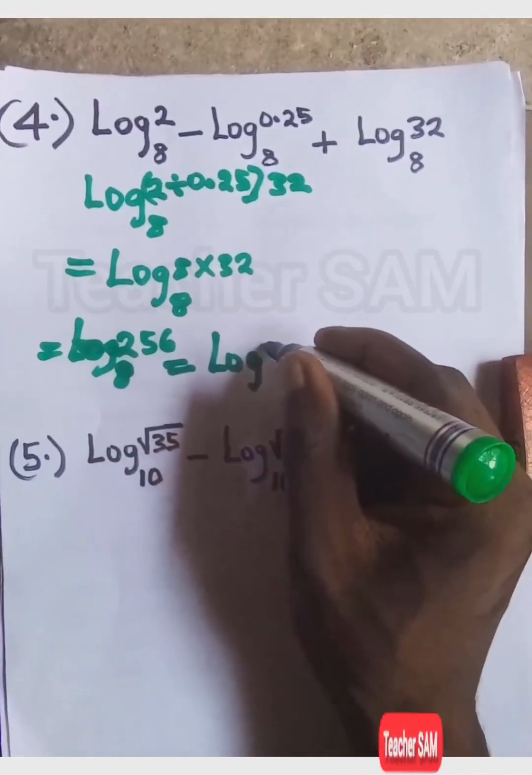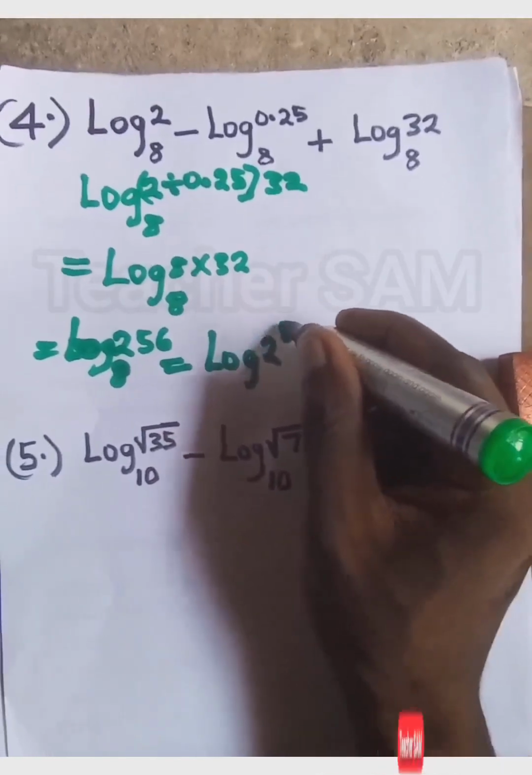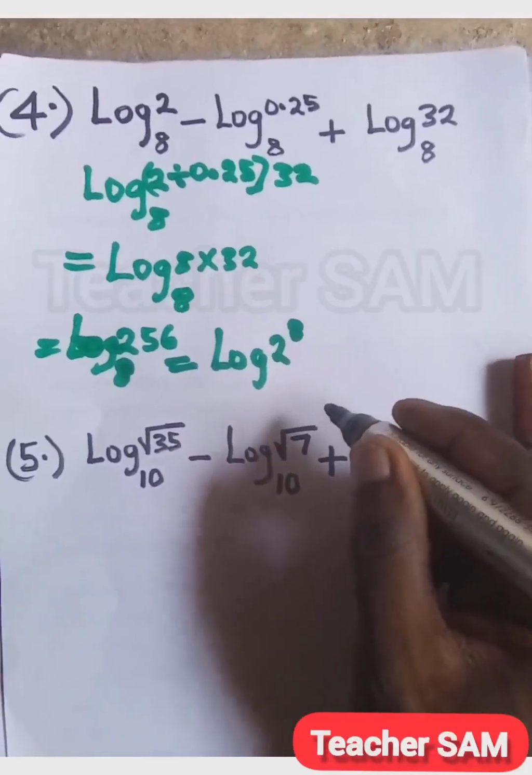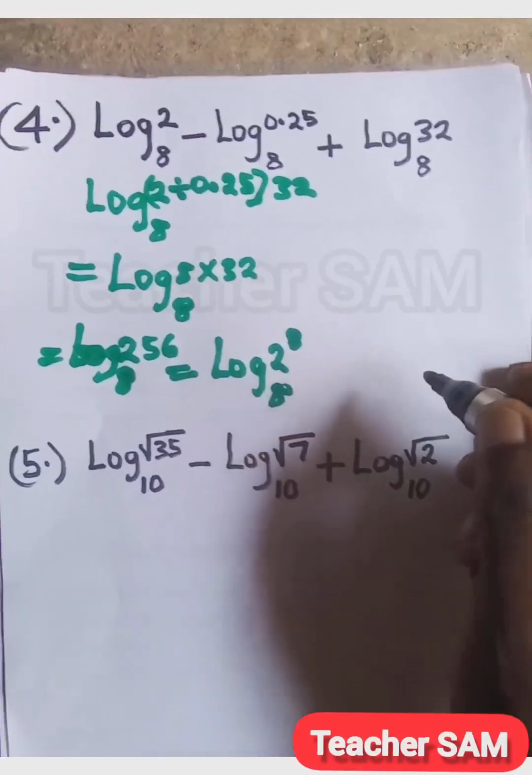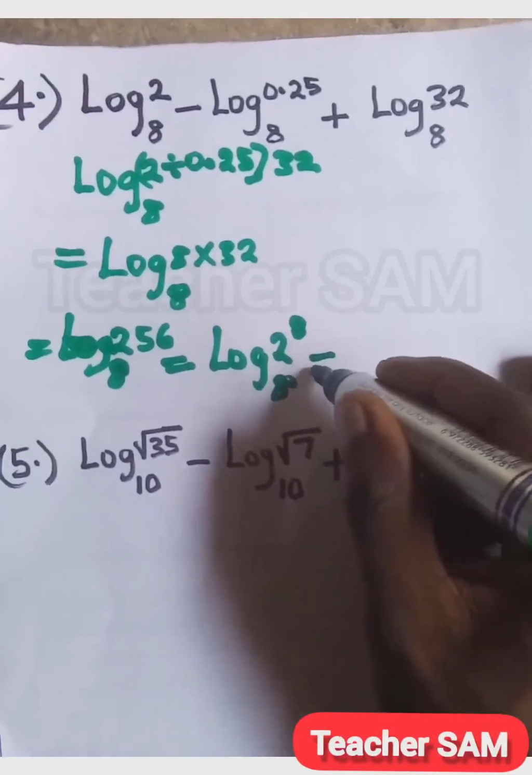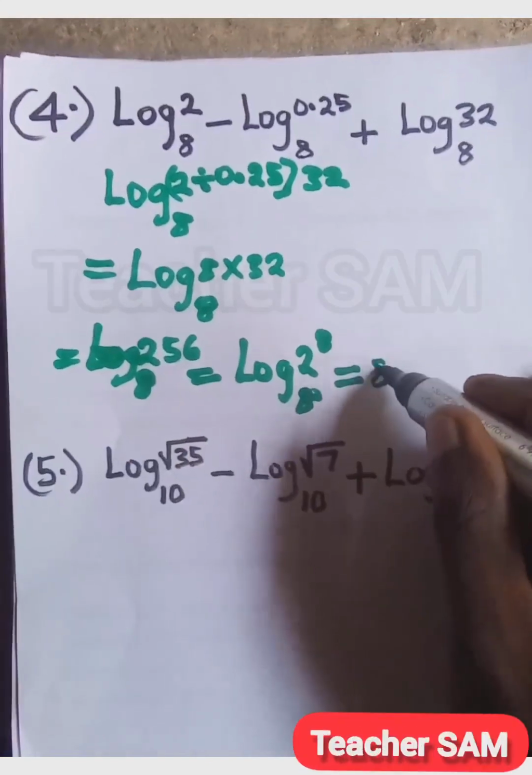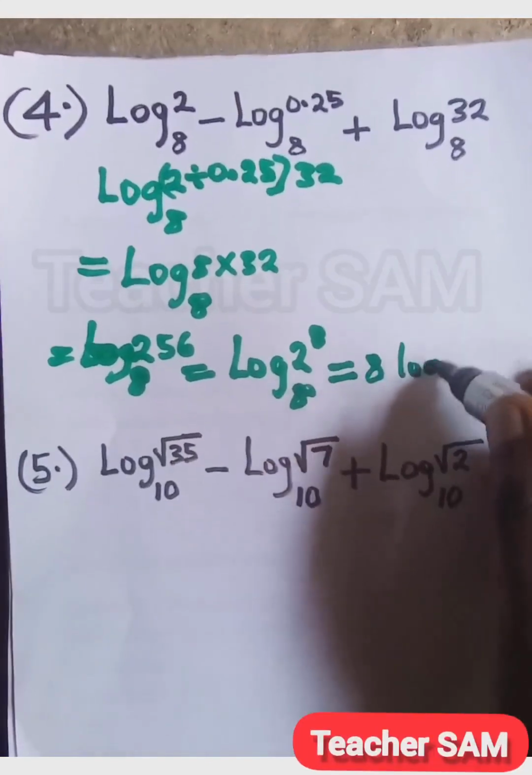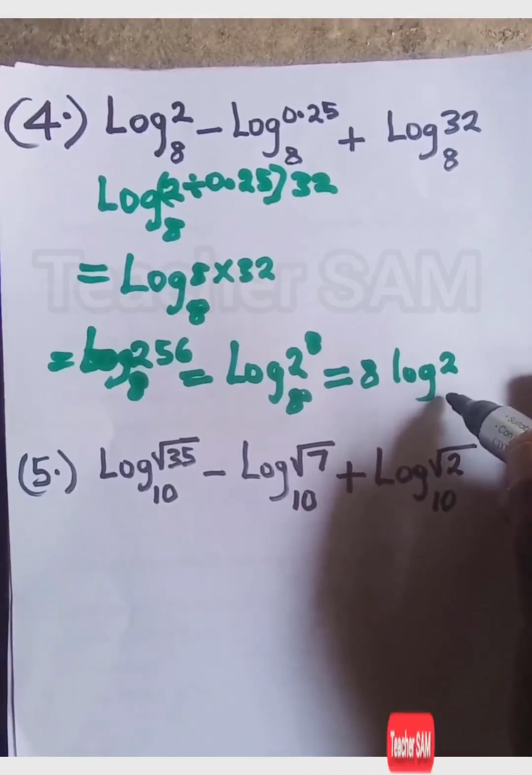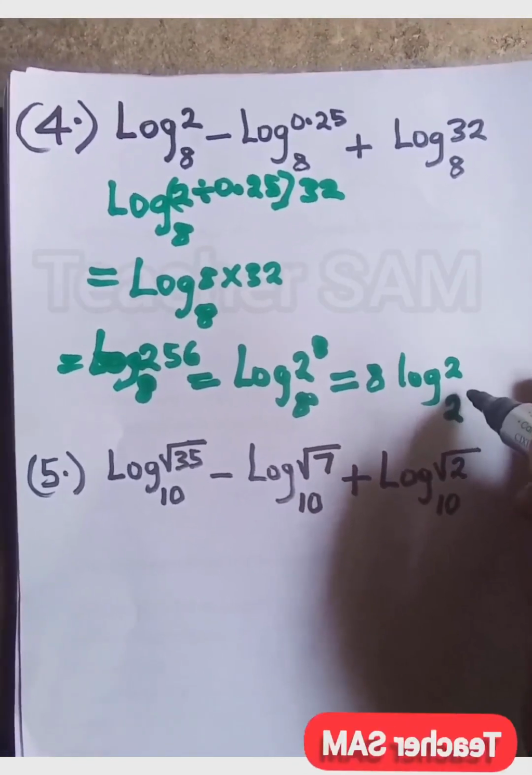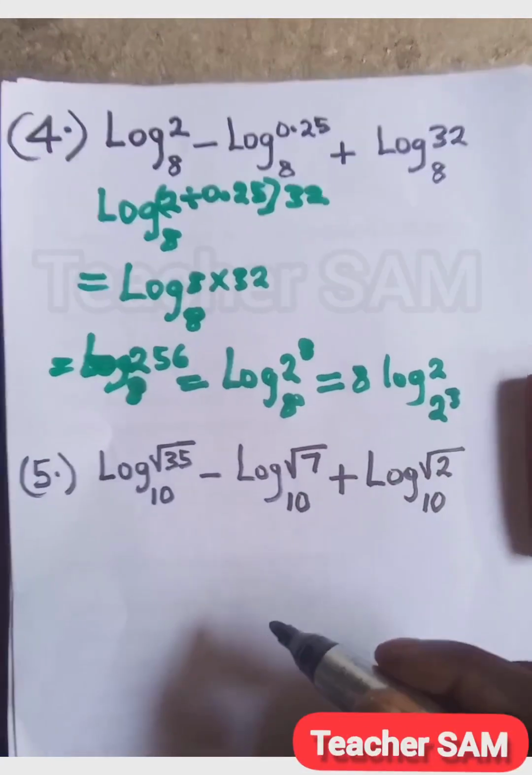256 is the same thing as having 2 raised to power 8. 2 raised to power 8 will give us 256, to base 8. Sorry that this is a bit thick. Now we bring out this 8. Take this 8 out, so that will become 8 log 2 to base 2 raised to power 3. So we have that.